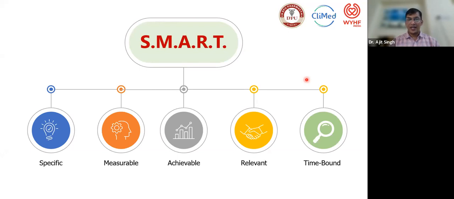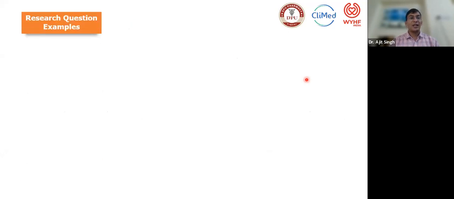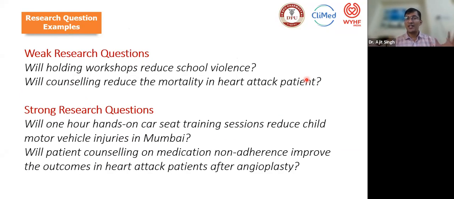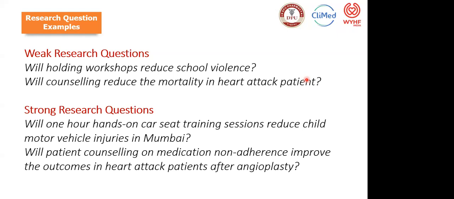Okay, guys, then there must be research question examples. I'll give you. There are two types, weak research questions and strong research questions. As I'm telling, when you don't measure these things, and when you measure these things, when you take care of those parameters and when you don't take care of those parameters. Look at the weak research questions. Will holding workshops reduce the school violence?